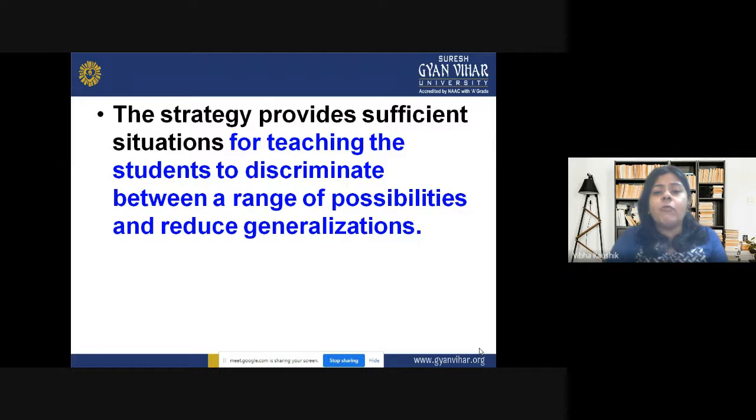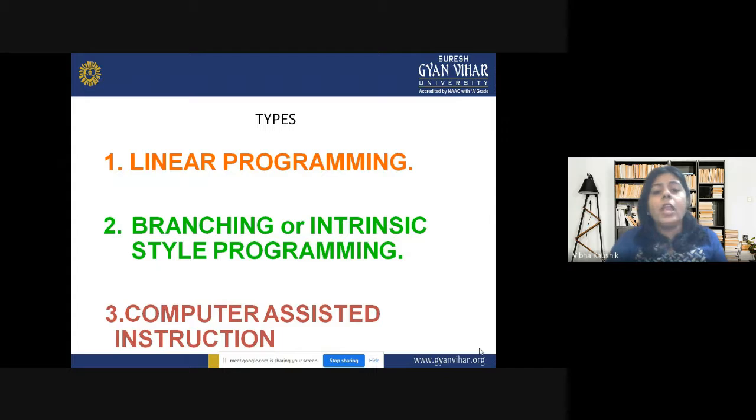The strategy provides sufficient situations for teaching the students to discriminate between a range of possibilities and reduce generalizations. Now, types of program instructions. There are three different types of program instructions. The first one is linear programming, the second one is branching or string style programming, and the third one is computer assisted instructions.